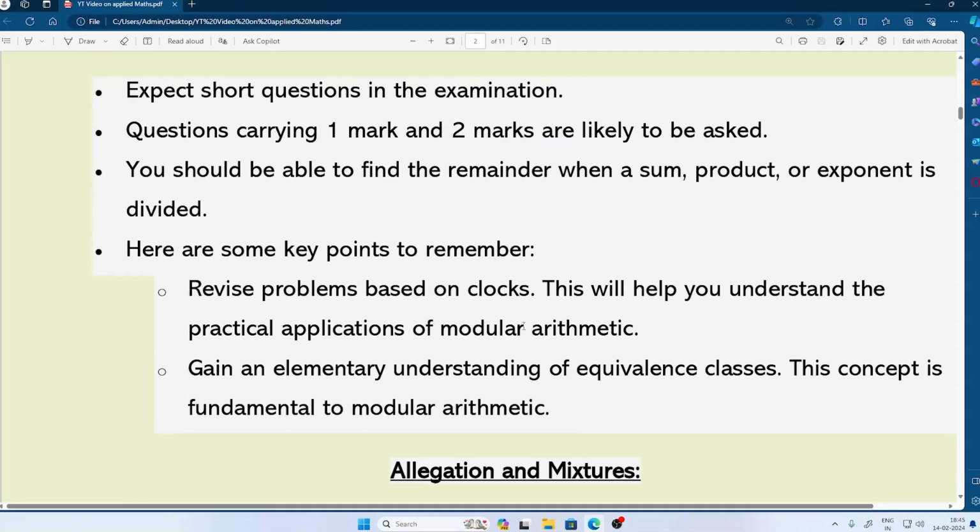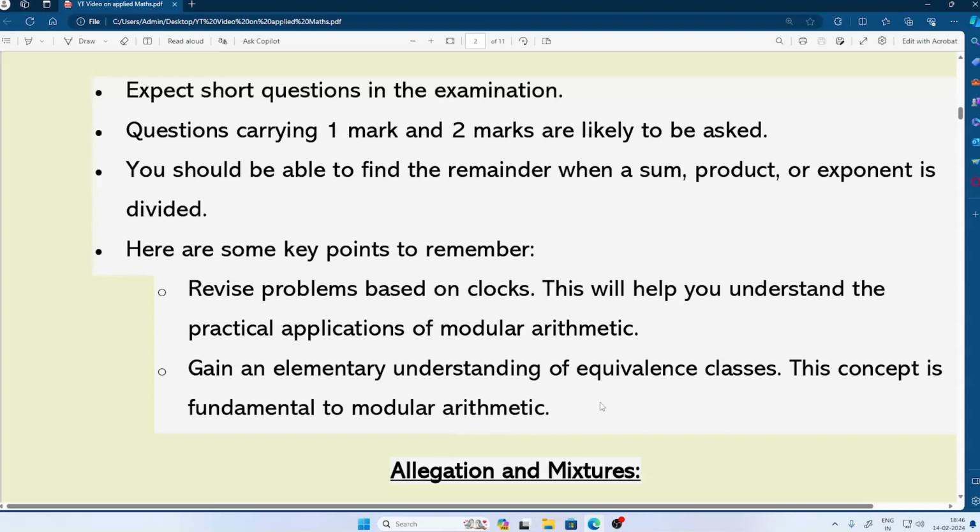Revise problems based on clocks. This I forgot to tell you. The clocks concept in modular arithmetic plays a very important role, because a question can be asked: suppose starting from now, after say 700 hours, what will be the time? This kind of problem can be solved by modular arithmetic easily.